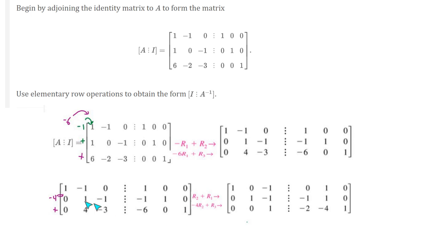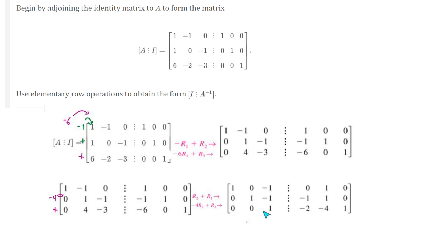And then we also need to make this a 0. But notice they already have opposite signs. So all we have to do is add row 2 plus row 1. So 0 plus 1 is 1. 1 plus -1 is 0. -1 plus 0 is -1. -1 plus 1 is 0. And 1 plus 0 is 1. 0 plus 0 is 0. So now we have our 1 here, 0's below it. We have a 1 here, 0's above and below it.